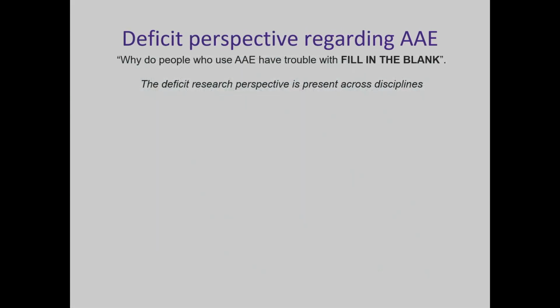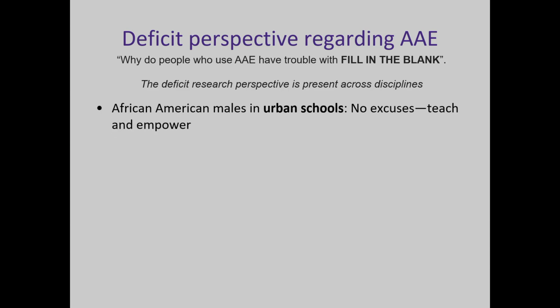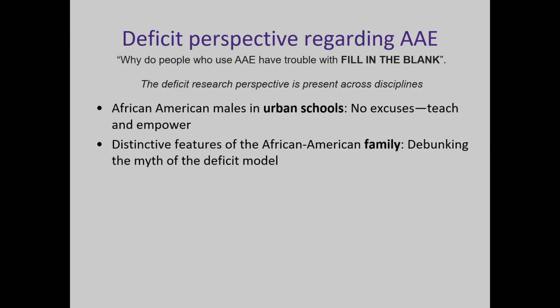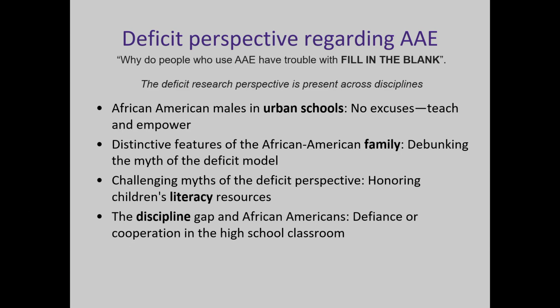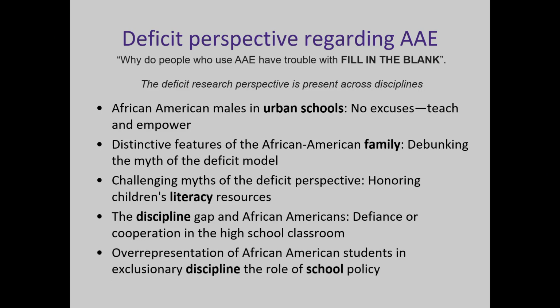The problem is the deficit perspective regarding African American English, particularly today we're talking about from the research community. We think about African American English and we talk about the deficits in the use of the language and by implication, the community of speakers that use the language. Males in urban schools, the family, literacy, and discipline are areas that come up. So African American English and the communities are sometimes promoted in a deficit way across research disciplines.